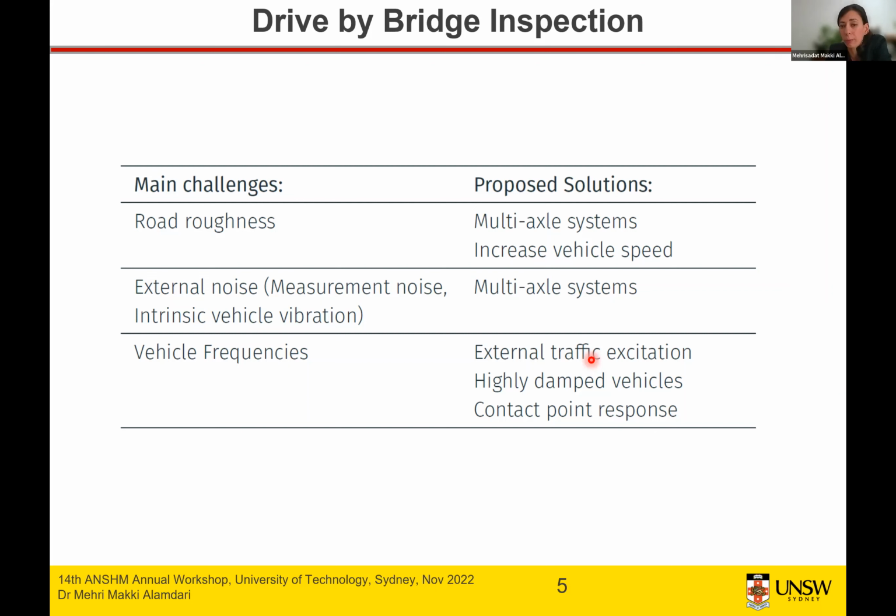However, in the literature, people have proposed solutions in order to overcome some of these problems. For example, for road roughness, people are using multiple axles and trying to subtract the axle responses with a time shift, because we know that both axles pass through the same road roughness. Or in terms of the vehicle frequencies that blur the effect of the bridge frequencies, people use vehicles with a higher level of damping, or people use laser-based measurement in order to measure the contact point response.